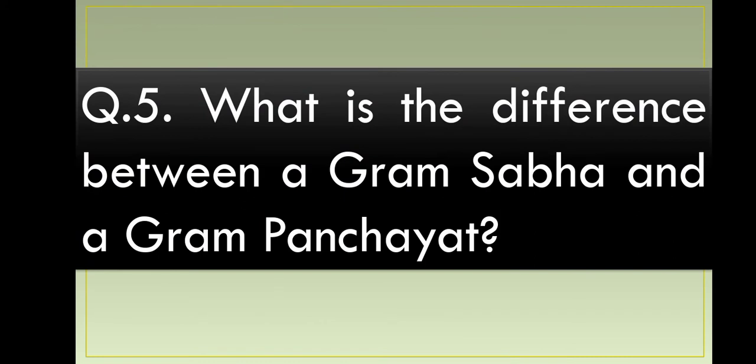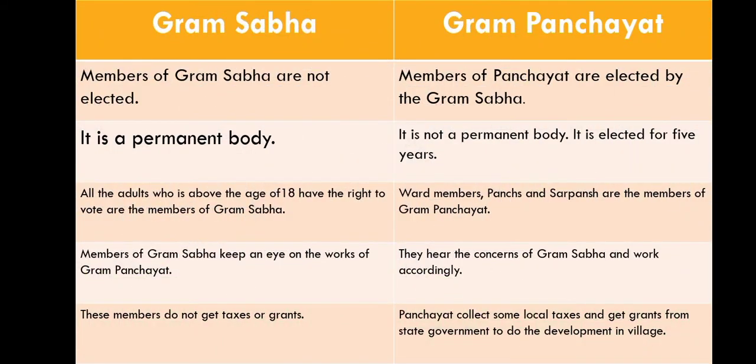We need to mention some differences between these two bodies. Difference number 1: members of Gram Sabha are not elected, but members of Gram Panchayat are elected. Gram Sabha is a permanent body. Gram Panchayat is not a permanent body. It is elected for 5 years. In Gram Sabha, all adults 18 and above are members, but Gram Panchayat members are the Panch and Sarpanch. Right? These are Gram Panchayat members.